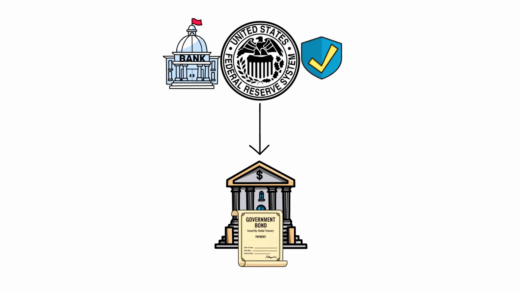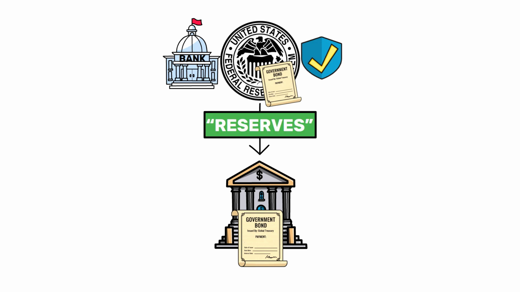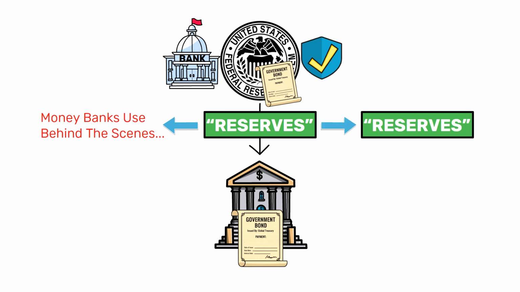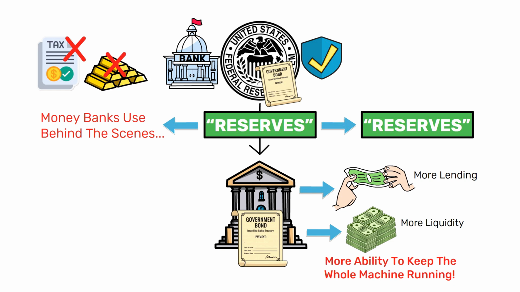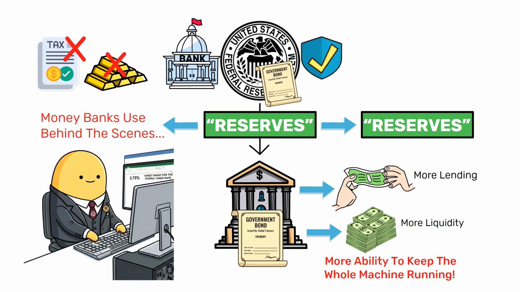Now add the Federal Reserve, the government's banker and the system's safety net. The Fed can buy existing government bonds from banks by creating new reserves out of thin air. These reserves aren't the money you spend, they're the money banks use behind the scenes. But when the Fed creates new reserves, banks suddenly have more room to lend, more liquidity, and more ability to keep the whole machine running. The Fed doesn't need tax dollars or gold bars to do this. It presses keys, numbers change, money appears.